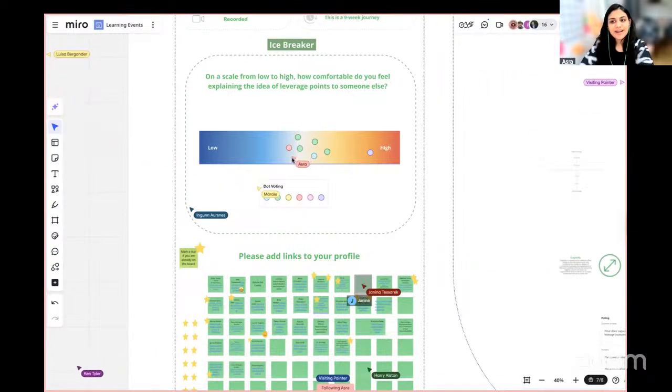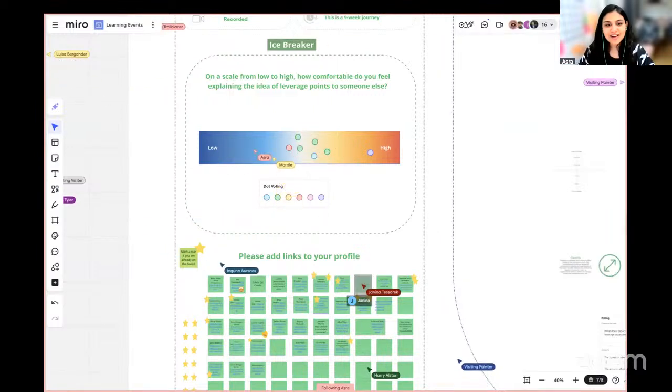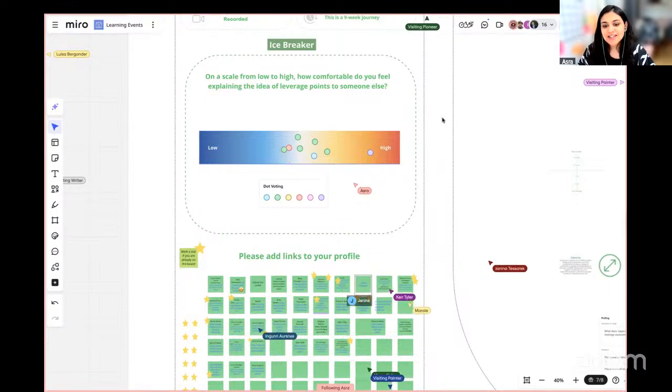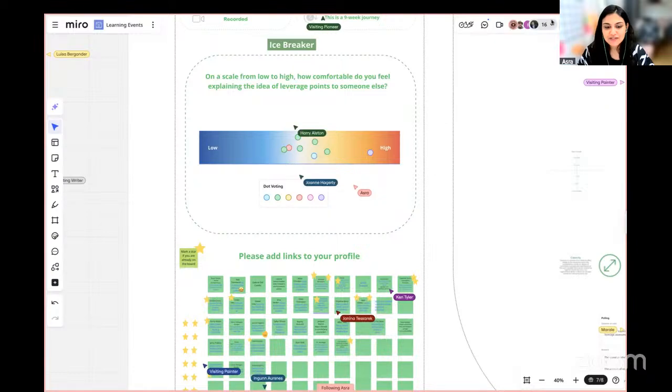Okay, so I see a lot of hovering around in the middle of the scale. I think we are doing really at the medium level, which is nice. So it really helps us get started, and you already have a bit of insight into leverage points.